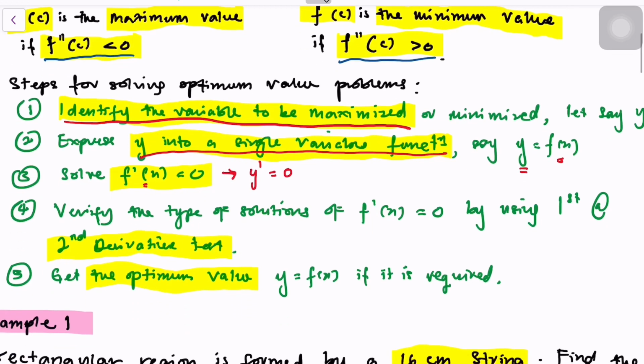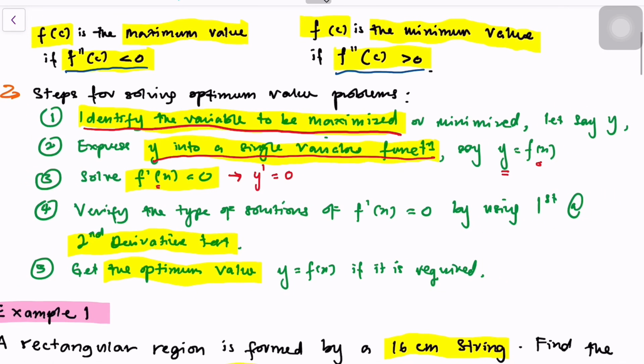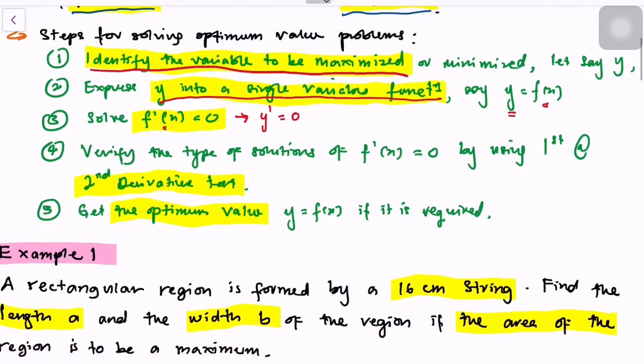And then step yang keempat, we are going to verify the types of solution of f'(x) equals to 0 using the second derivative test, whether it is maximum or minimum. And lastly, nombor 5, kita akan dapatkan the optimum value of y or f(x) if it is required. Okay, so 5 step ni kita akan gunakan accordingly untuk kita selesaikan problem yang melibatkan optimizing problem.